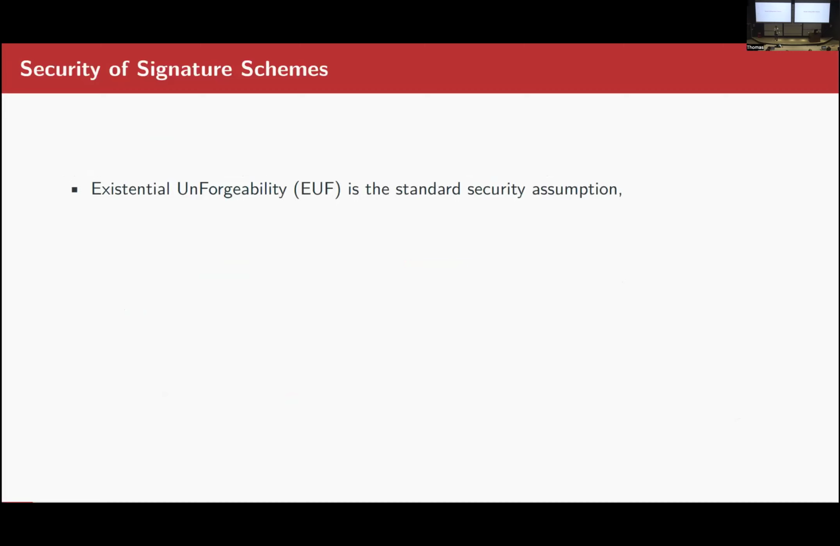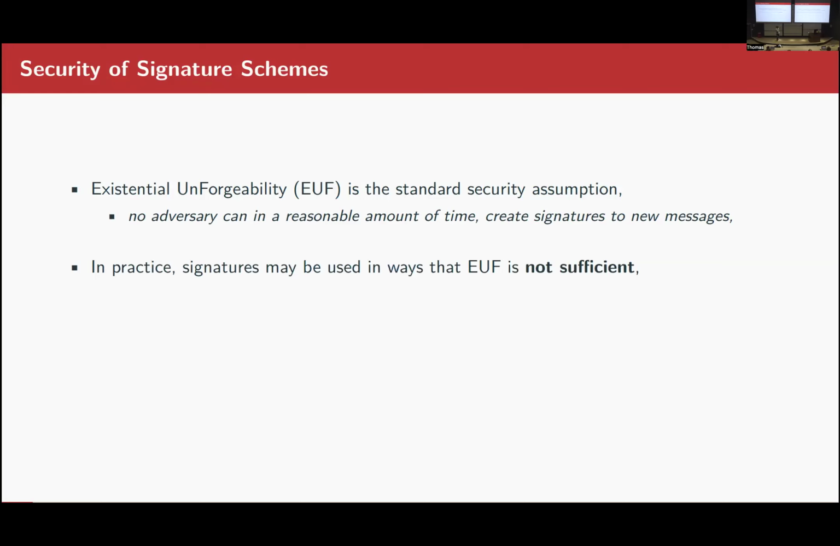So before I go into the details of the analysis or our results mostly, I want to recall what the BUFF notions are, the beyond unforgeability notions. We have just seen that unforgeability is the standard assumption in the previous talk. And we want no one to be able to create signatures if they are not the owners of the secret key. But in practice, signatures can be used in very diverse ways.